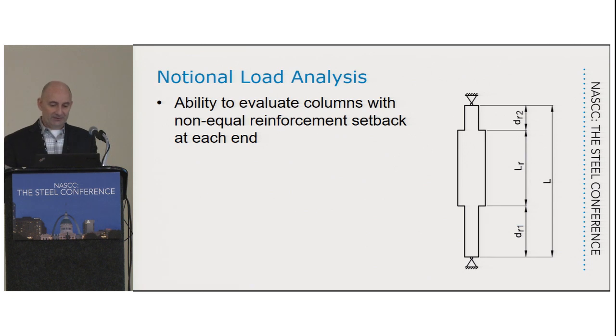All right, I alluded to this one earlier. You can use the notional load method to evaluate columns with different setbacks. Now, in the past, we were limited to the effective length method, which had equal setbacks at each end of the column, either 0 or equal at each end. And of course, you just had to use your judgment and usually just went with the biggest setback, which most structural engineers would do. But in this case, you can do anything you want. In fact, you can put the reinforcement at the bottom and the top and have none in the middle if that's what you want to do.